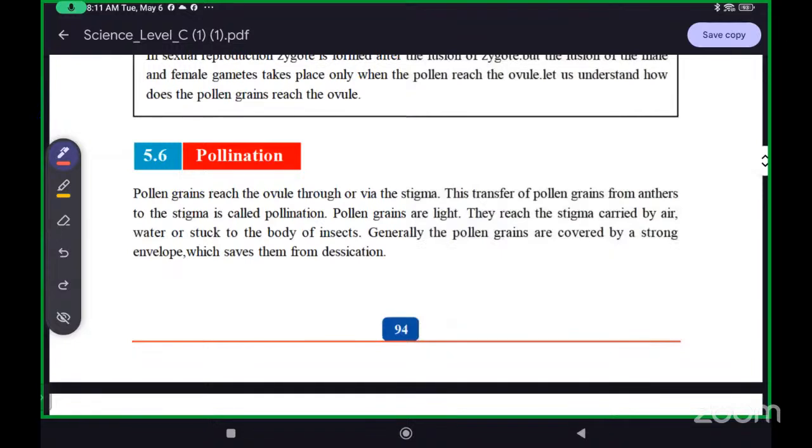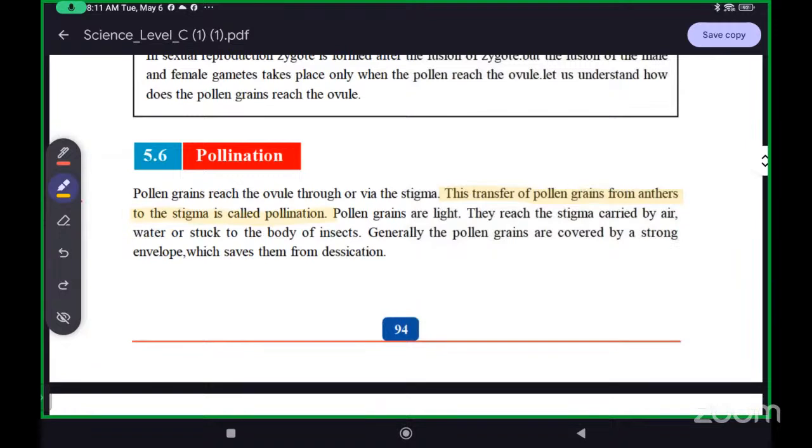So pollen grains reach the ovule through the stigma. The transfer of pollen grains from anther to stigma is called pollination. Like I said, pollen grains go from the anther, enter the opening of the stigma, go to the style, and then reach the ovary. This transfer of pollen grains is called the process of pollination. Now, how do they get transferred?